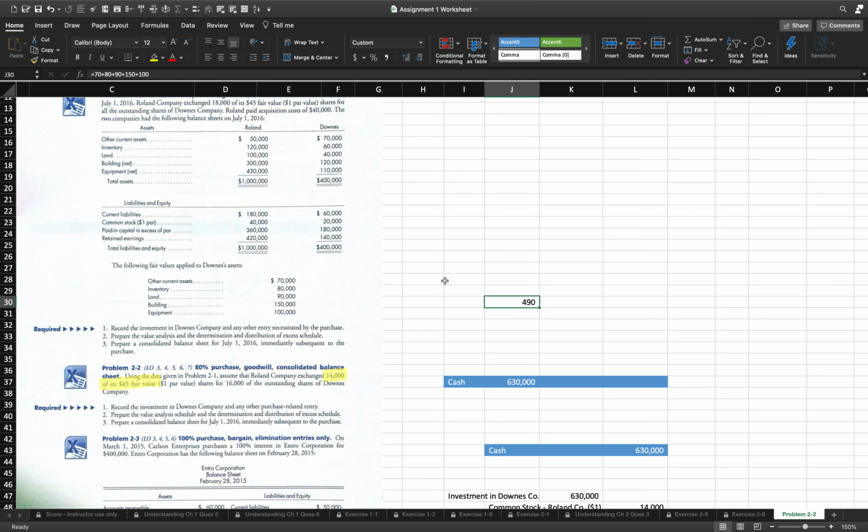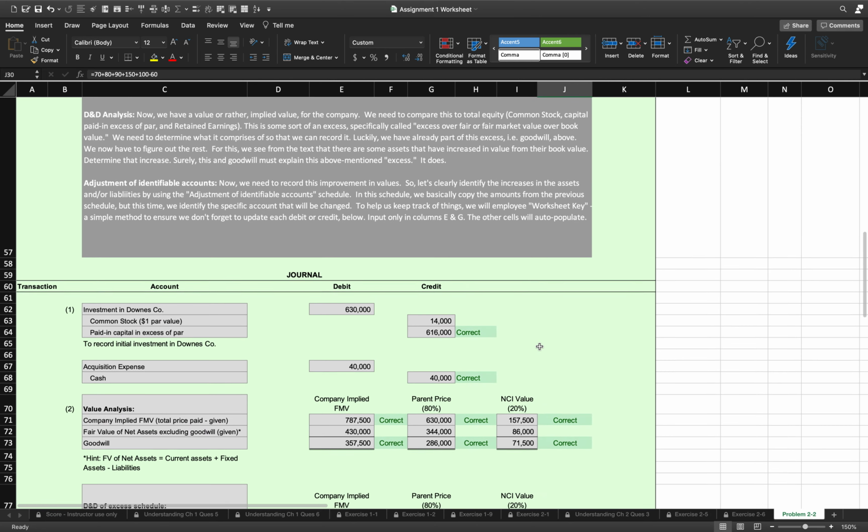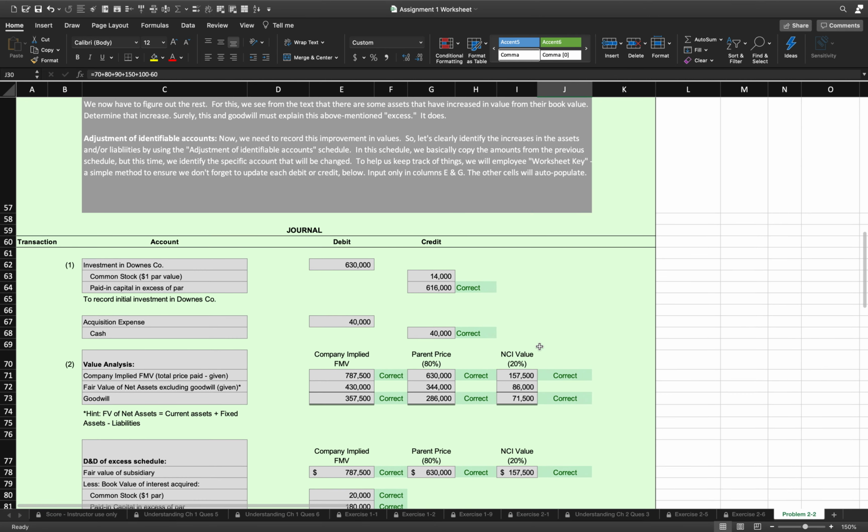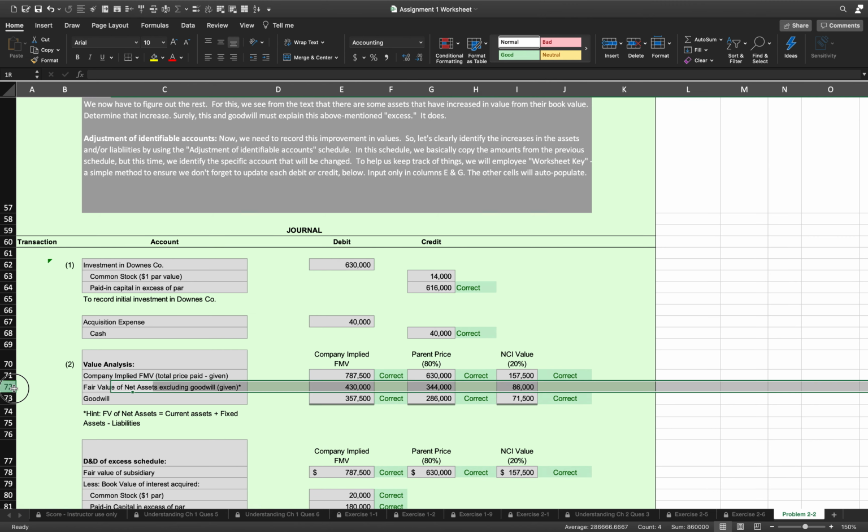We also recognize that there is a current liability for Downs for $60,000. So I'm going to need to subtract $60,000 here, or just 60 for my simple little calculation. So really the net assets fair market value is 430,000. And that's kind of what we needed to invoke down here in this line. Fair market value of the net assets excluding goodwill. And we're going to determine what the goodwill is in just a second.